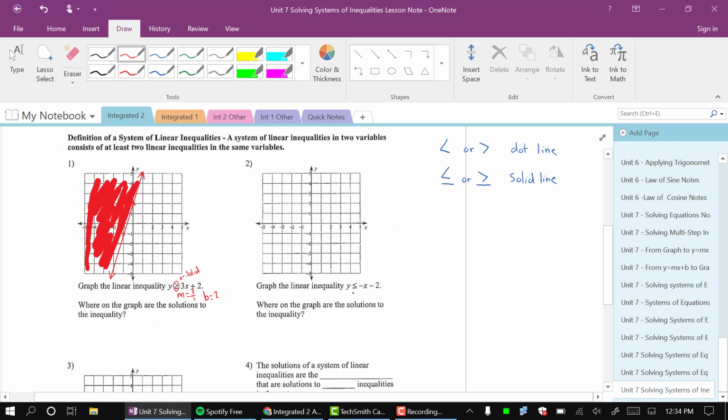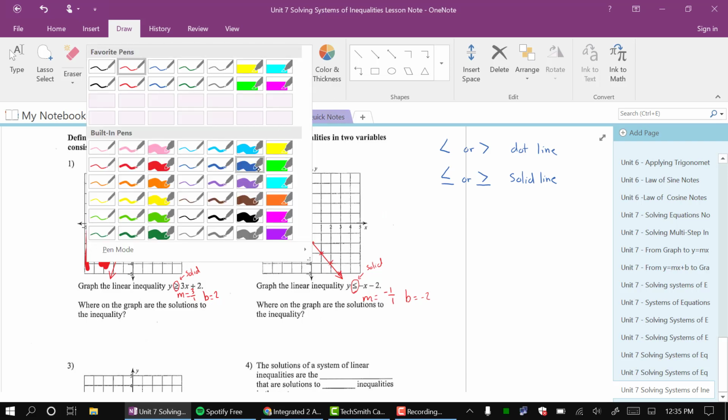Now let's try another one. Over here, we have that this is less than or equal to. So again, this is going to be solid. My m value here is going to be -1 over 1, and my b value is going to be -2. So I'm going to put a point at -2. I'm going to go down 1 and to the right 1, down 1 to the right 1, down 1 to the right 1. Again, it's solid because I have or equal to. If I didn't have or equal to, then it wouldn't be solid.